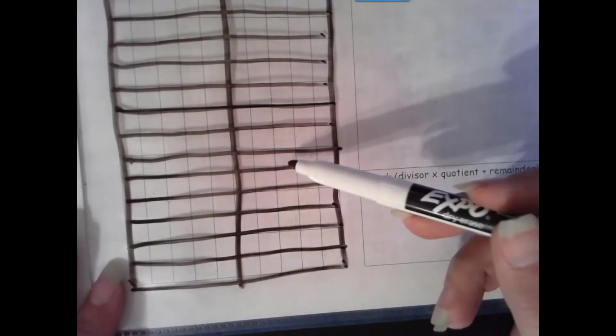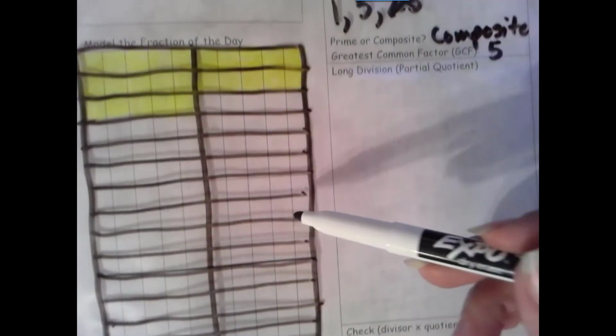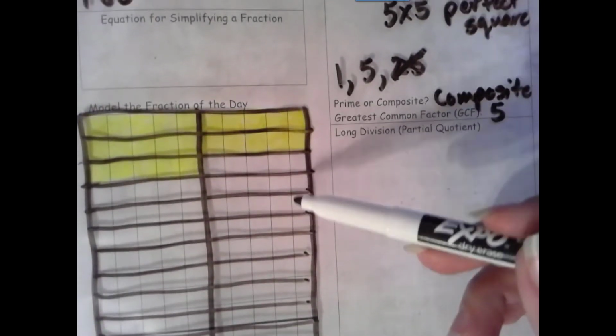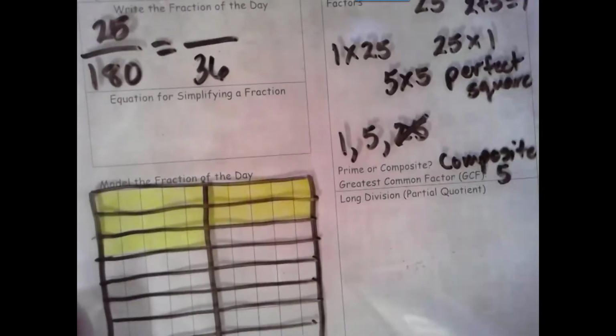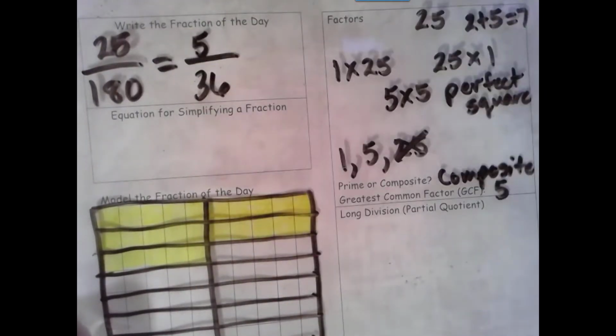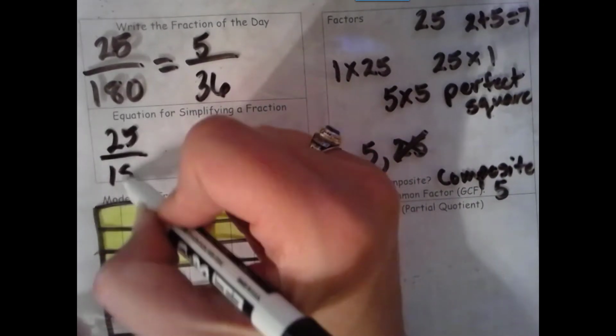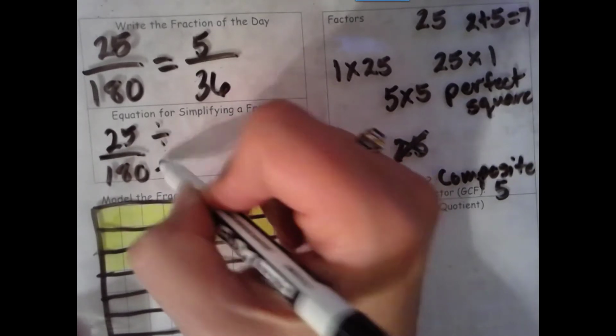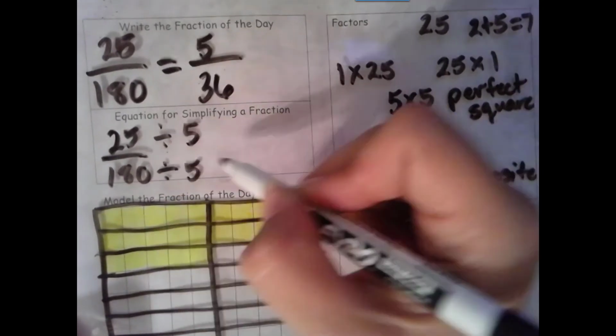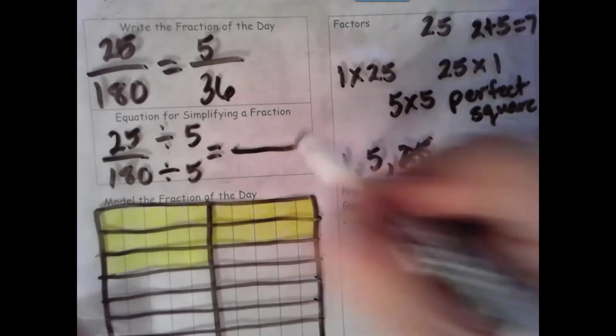Let's count up the total amount of groups of 5 we have. 2, 4, 6, 8, 10, 12, 14, 16, 18, 20, 22, 24, 26, 28, 30, 32, 34, 36. We have a total of 36 groups of 5, and we have 5 groups of 5 shaded in. Okay, now that we've done our division with our model, let's go ahead and do it with our algorithm. Remember, an algorithm is just a step-by-step way of solving a problem.